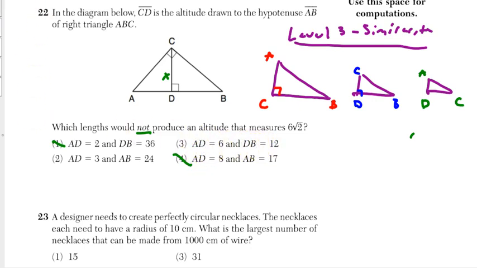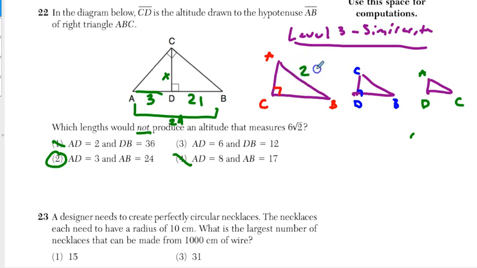Hold on. We got to try this guy. AD is 3 and AB is 24. Well, if AB is 24, we're going to subtract these two, and we're going to find out that DB is 21, right? You just subtract that from AD. You get the point. So now let's plug in what we know again.